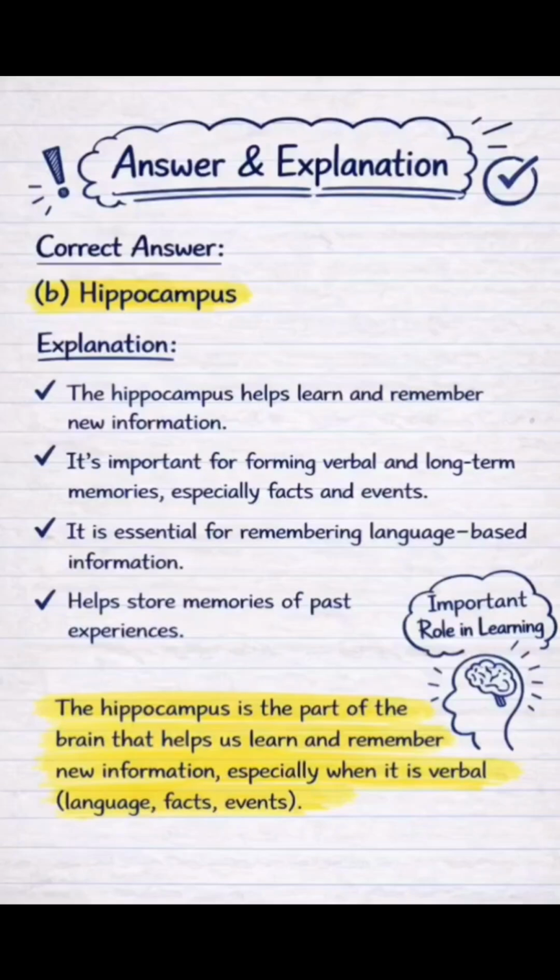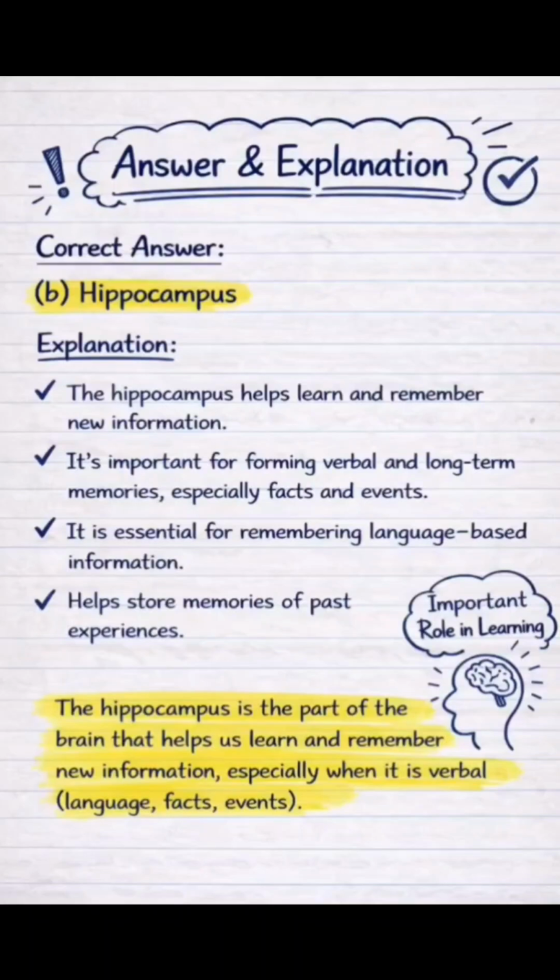When we study something new, the hippocampus helps store the information in our memory. So remember, hippocampus helps us in learning and memory, especially verbal learning. Therefore, the correct answer is hippocampus. Now let's see the next question.